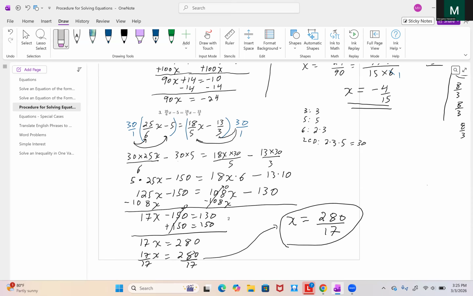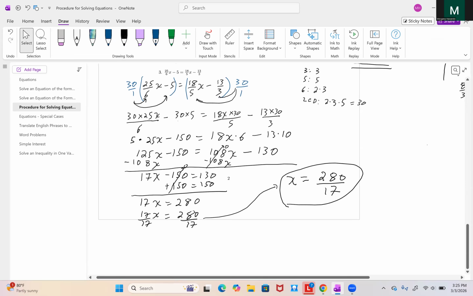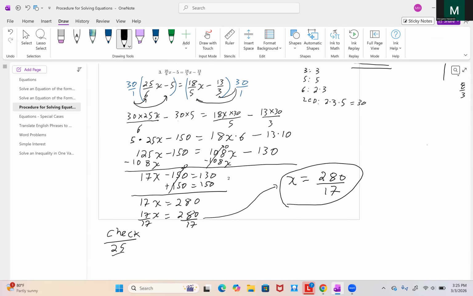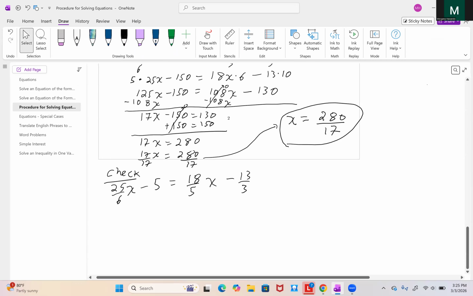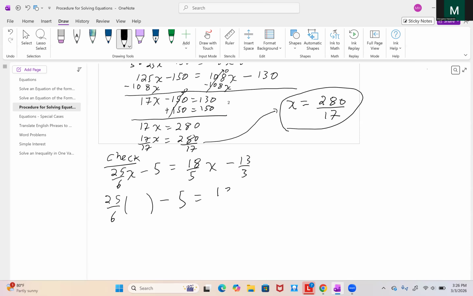So now we do the check. 25 over 6 x minus 5 is equal to 18 over 5 x minus 13 over 3. So 25 over 6 times 280 over 17 minus 5 is equal to 18 over 5 times 280 over 17 minus 13 over 3, question mark.